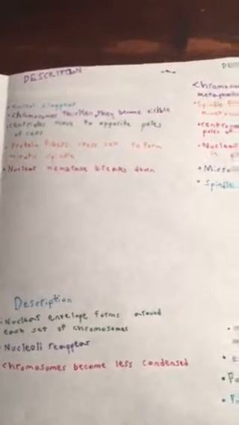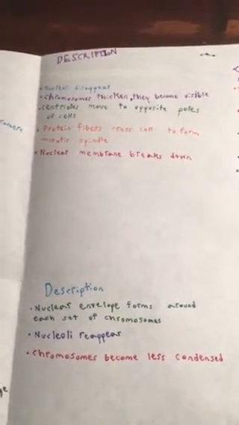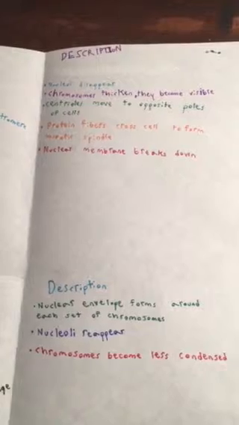So right here I gave you a brief description. I'll briefly go over it. Like I said earlier, the nucleus disappears, the chromosomes thicken and become more visible. The centromeres move to opposite poles of the cell. Protein fibers cross the cell to form the mitotic spindle, and the nuclear membrane breaks down.